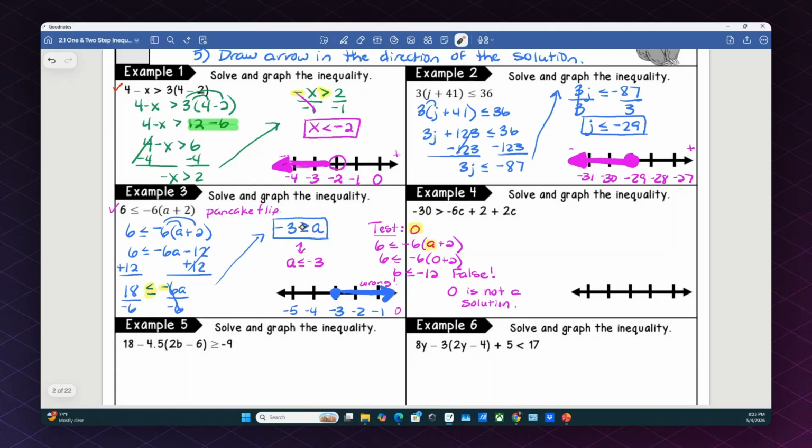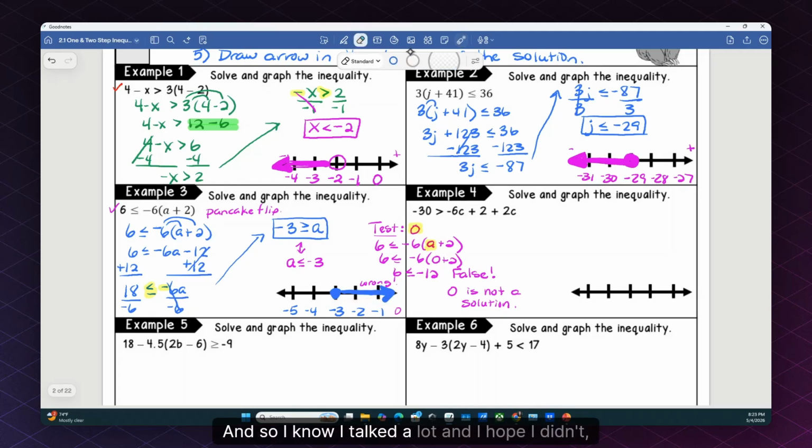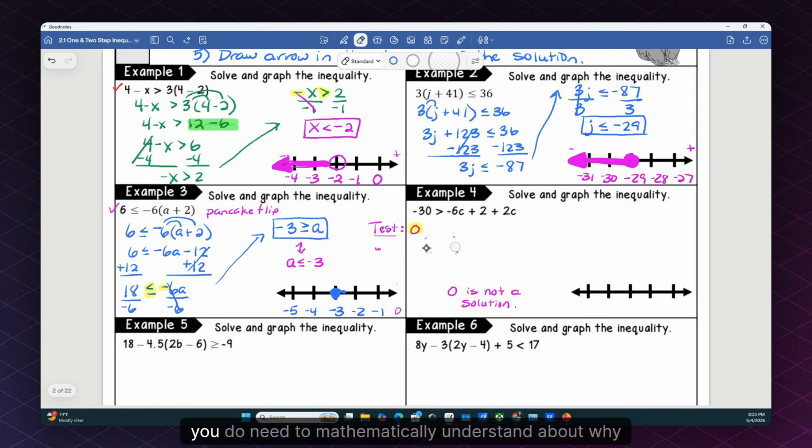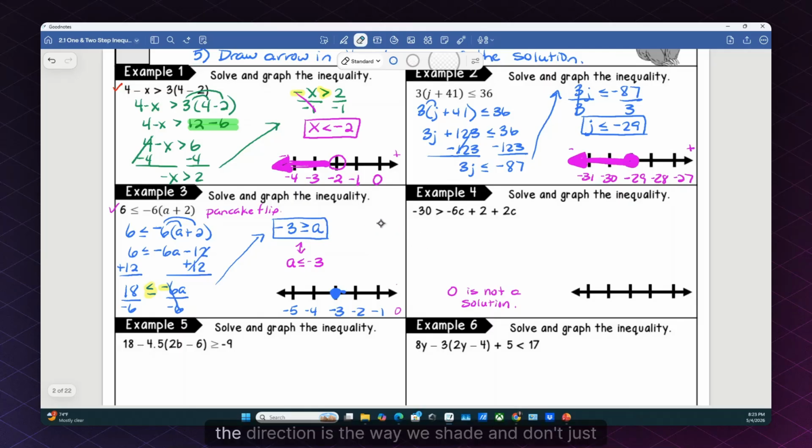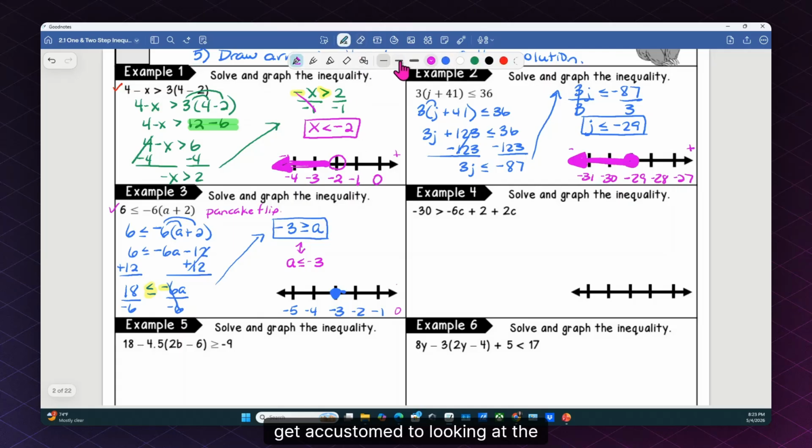So why is that? Look at this. Negative 3 is greater than a. So a would have to be anything smaller than negative 3, which would be this way, okay? But we picked the way of it being bigger. And so I know I talked a lot, and I hope I didn't go on and on too much about that. But I wanted to show that you do need to mathematically understand why the direction is the way we shade, and not just get accustomed to looking at the inequality itself.